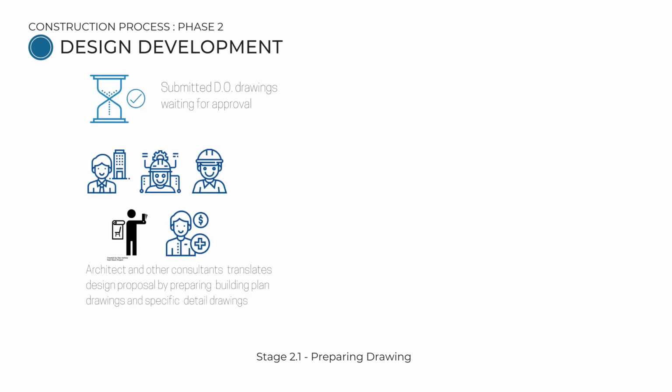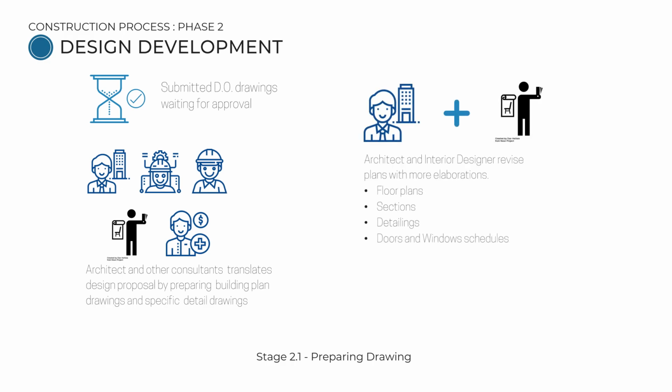Stage 2.1 is where drawings are prepared. While the submitted DO drawings are waiting for approval, the architect and other consultants translate the design proposal by preparing building plan drawings and specific detailed drawings. The architect and interior designer will revise the plans with more elaborations. Materials and textures are listed down for drawing documentation.